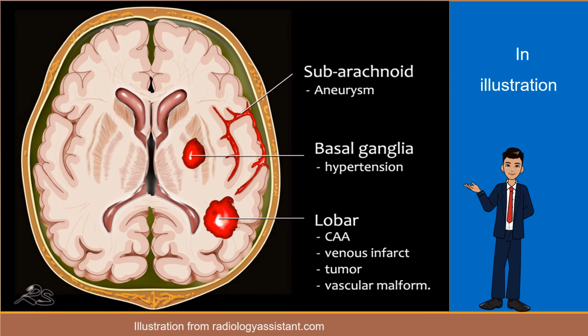And this is another diagram of the types of bleeding. Look at subarachnoid hemorrhage, usually caused by aneurysm or trauma, and the blood is right outside the cortex. And the next kind is basal ganglia bleed. Bleeding in the basal ganglia area is usually caused by high blood pressure. And lobar hemorrhage. Lobar hemorrhage is usually caused by cerebral amyloid angiopathy, rarely caused by venous infarct, tumor, AVM, or vascular malformation.